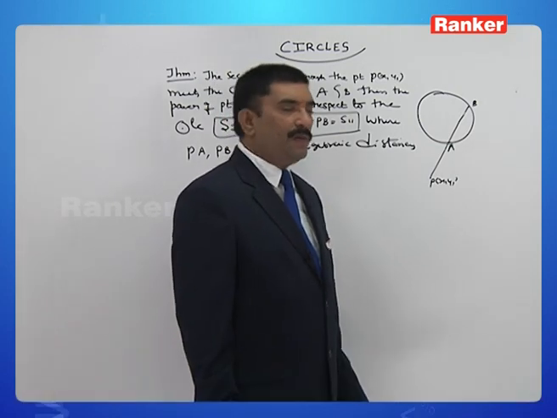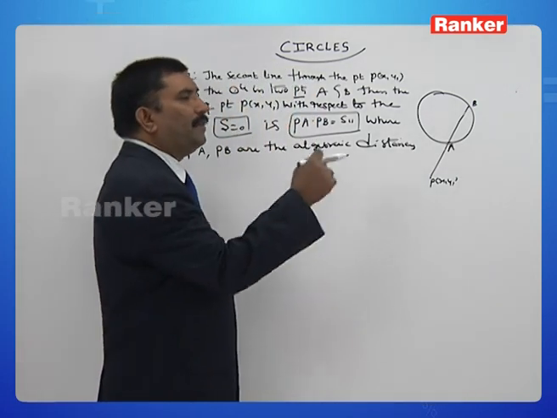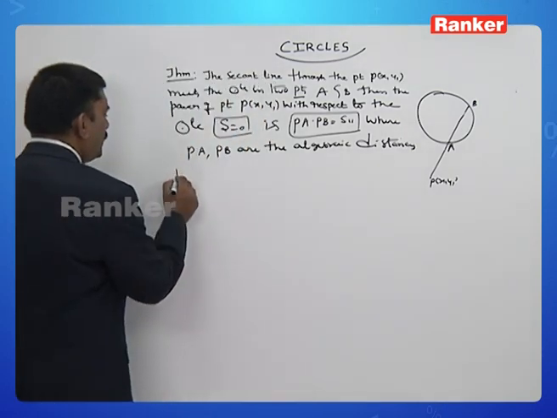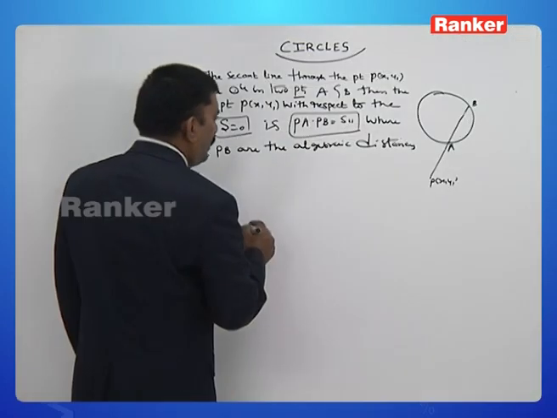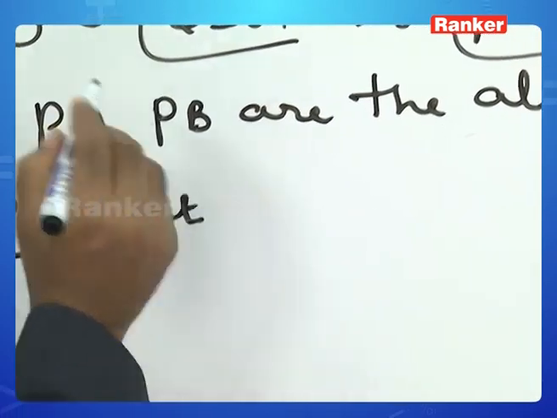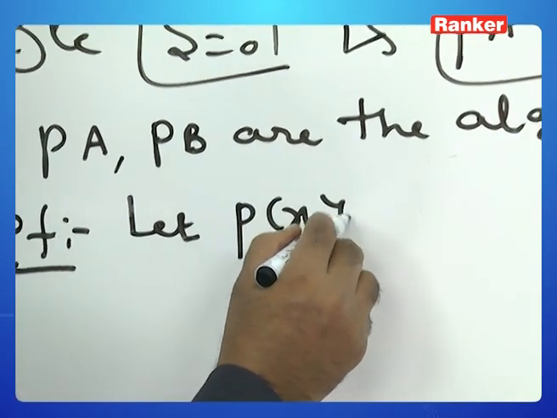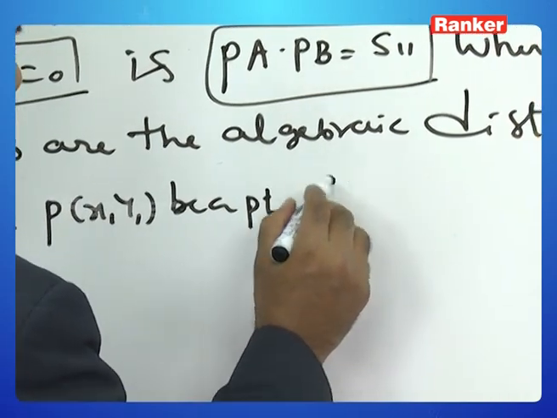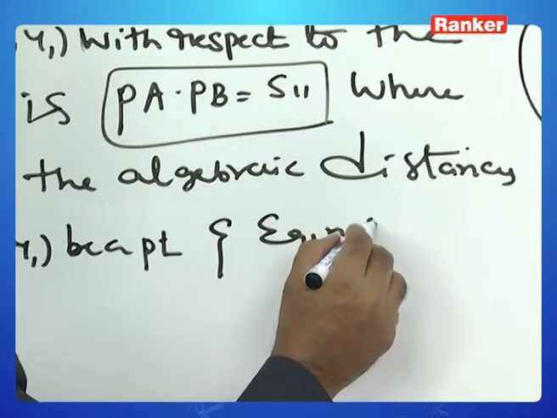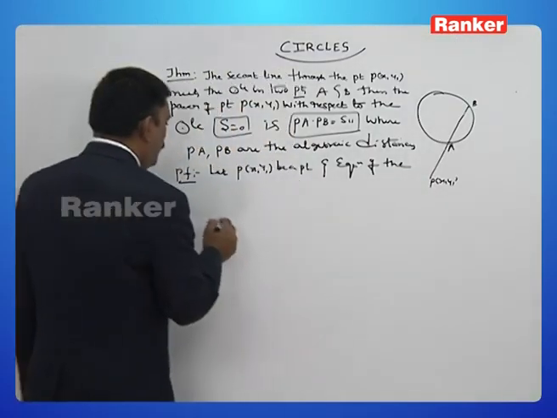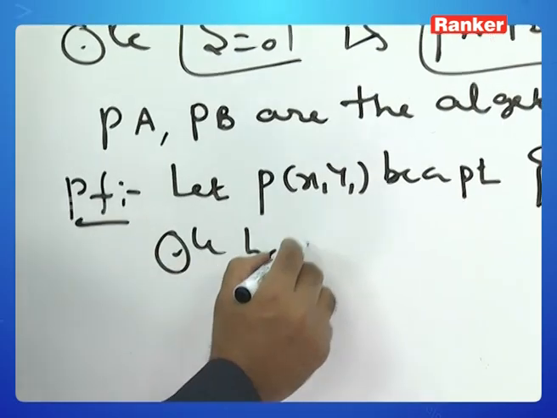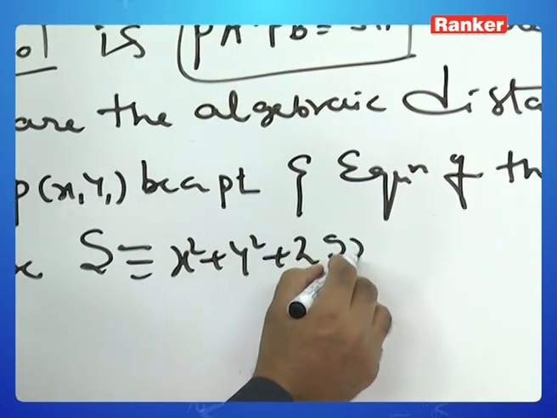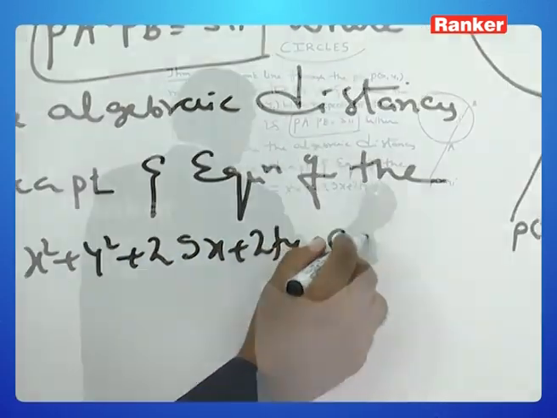So therefore, now how to find? This is also another way of finding the power of a point. There are many means. So therefore, now what is this one is? Now let P of x1 comma y1 be a point and equation of the circle be S is equal to x square plus y square plus 2gx plus 2fy plus c is equal to 0.